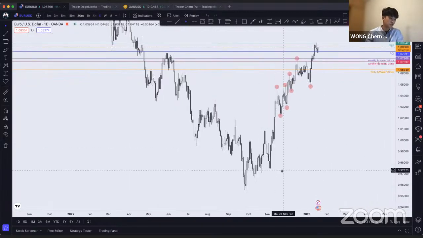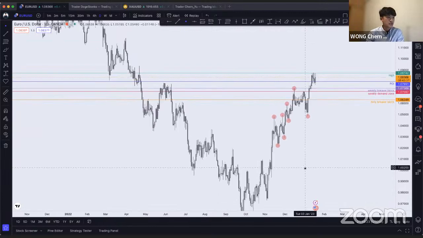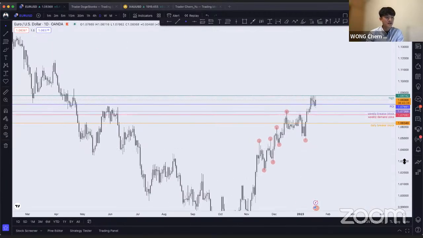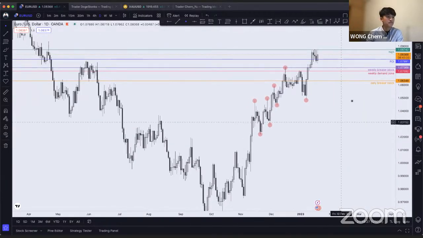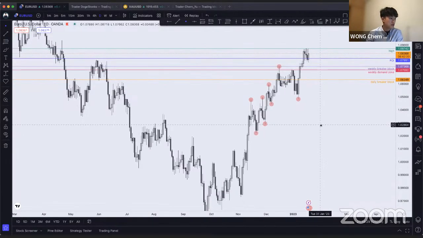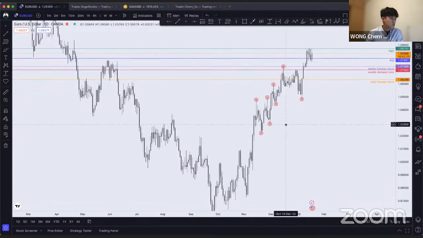Literally last year, November, October, people started to price in a potential pivot in the market, and that actually really came true. As we can see, price has been super bullish for the Euro Dollar.